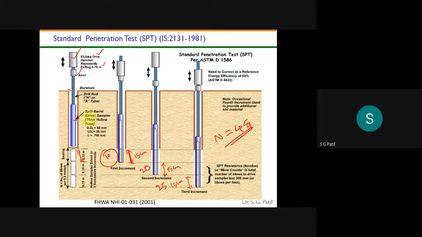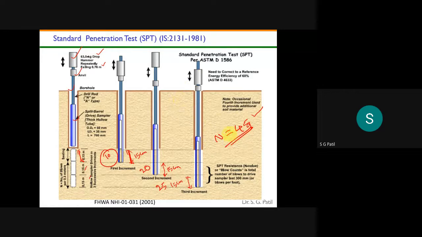Then we will count the number of blows required for the three successive 15 centimeter penetrations, and we will neglect the first 15 centimeter. Whatever number of blows are required for the first 15 centimeter we will neglect, and we will add up the number of blows required for the successive second and third penetration. That will give me my N value, my standard penetration N value.